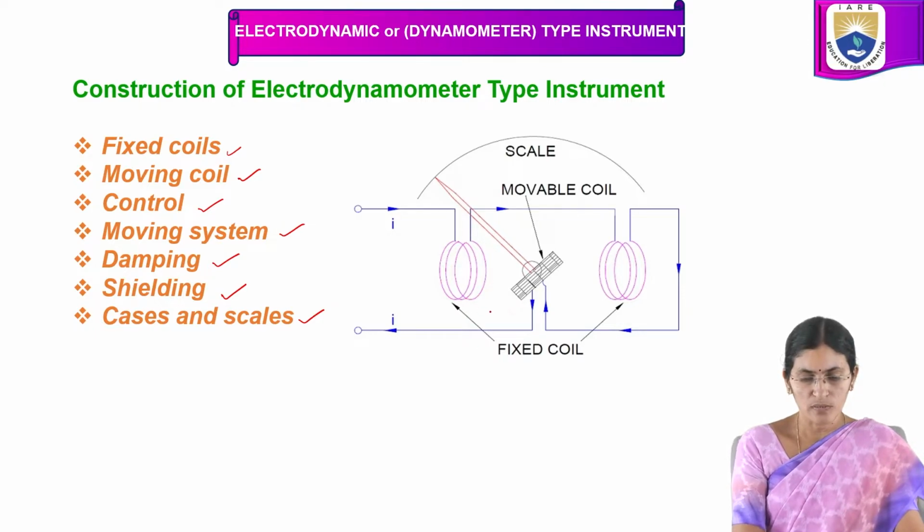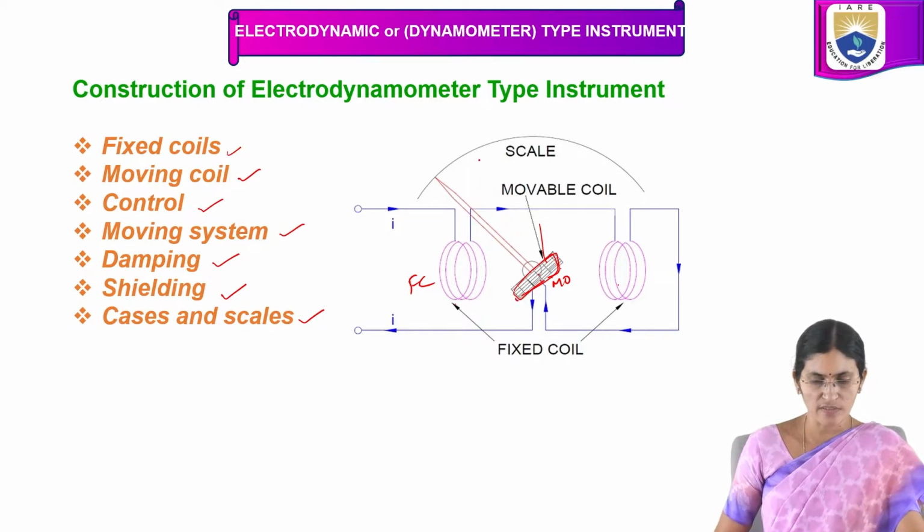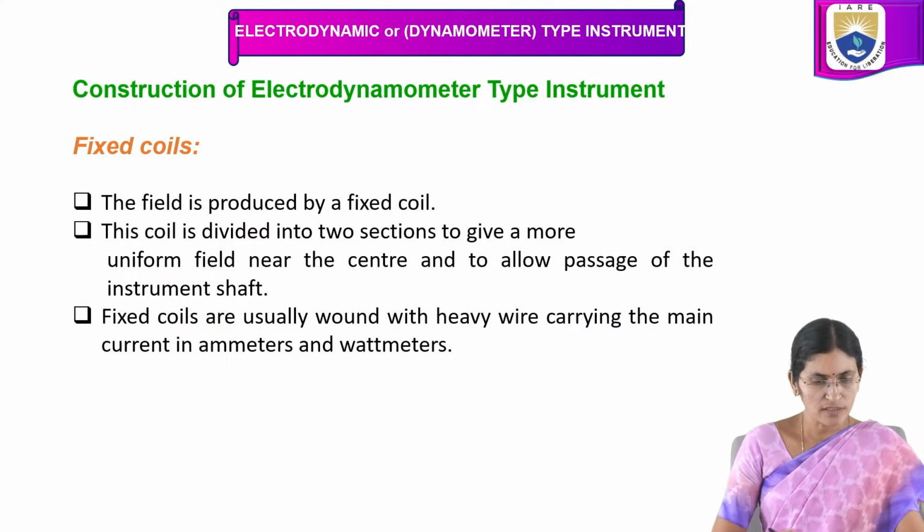So these are the fixed coils and this is the moving coil. These two are the fixed coils and this one is the moving coil which is placed here. And attached to this we have a pointer. So as the moving coil moves, this pointer will also show the deflection on the scale. Now let us see the function of each part.